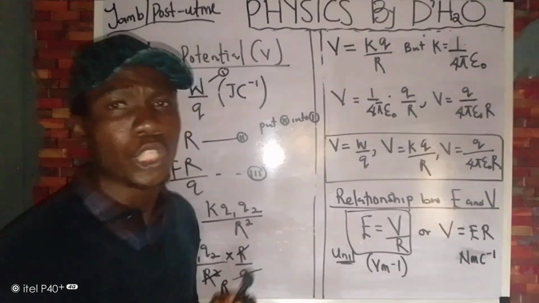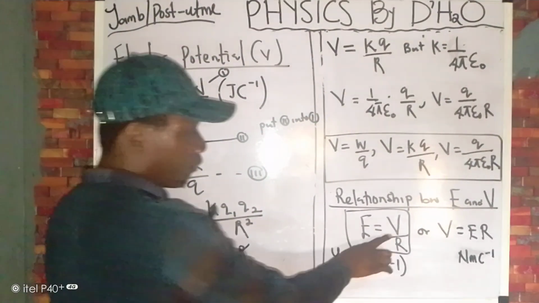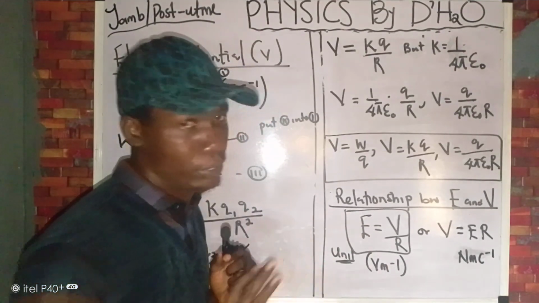Crammer. Because sometimes they'll give you a question related to electric intensity. They will not give you what you need. They will give you potential difference and distance. You just solve and you get your answer.